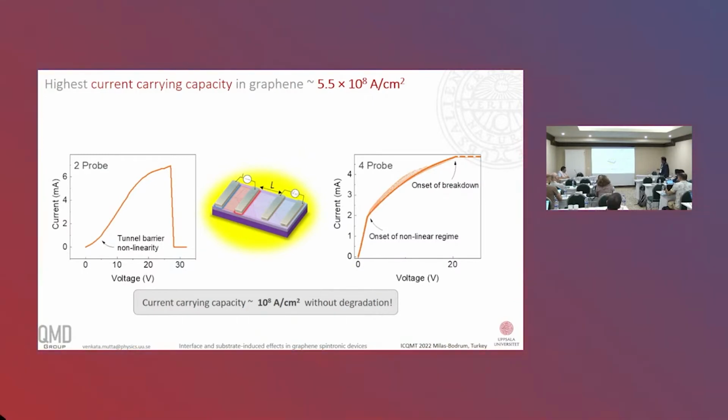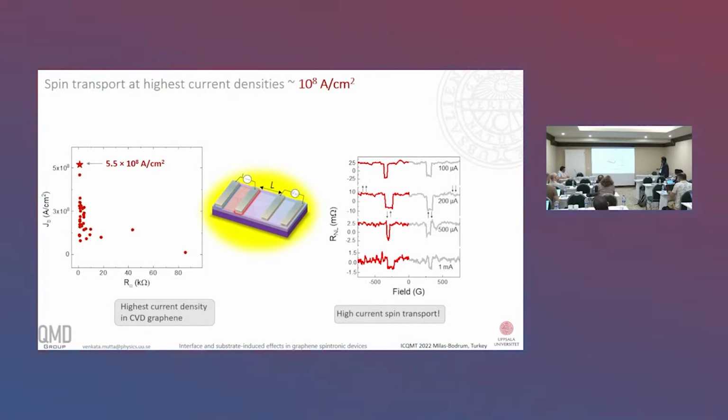So these are different samples with different sheet resistances. The key is to have low sheet resistance, and that can give a maximum of up to 5.5 instead of 8 ampere per centimeter square. In principle, it's possible to go to lower values. So very high current density can be realized in CVD graphene, despite the high resistance of the tunnel barriers, which is needed to circumvent the conductivity mismatch problem for efficient spin injection.